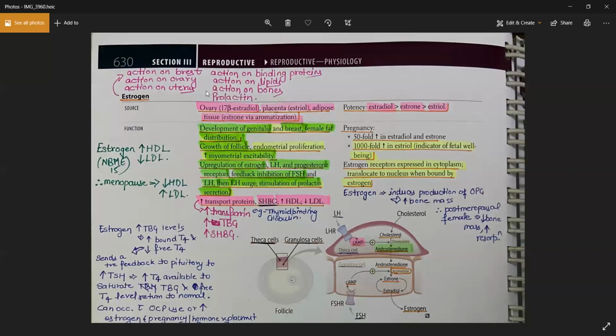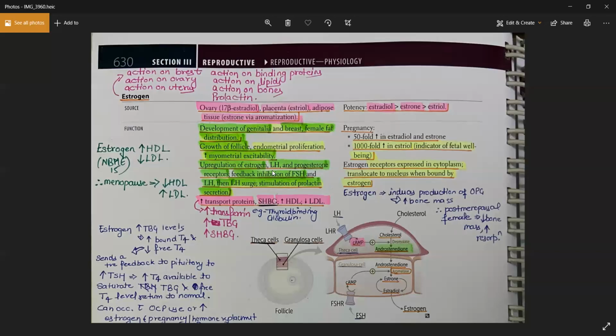So the development of genitals, breast, female fat distribution is done by the estrogen, that is the action on the lipids. It causes a redistribution of the fats. Growth of the follicles will be done in the ovary. Endometrial proliferation every cycle happens because of the presence of estrogen. Okay, upregulation of estrogen receptors happens.